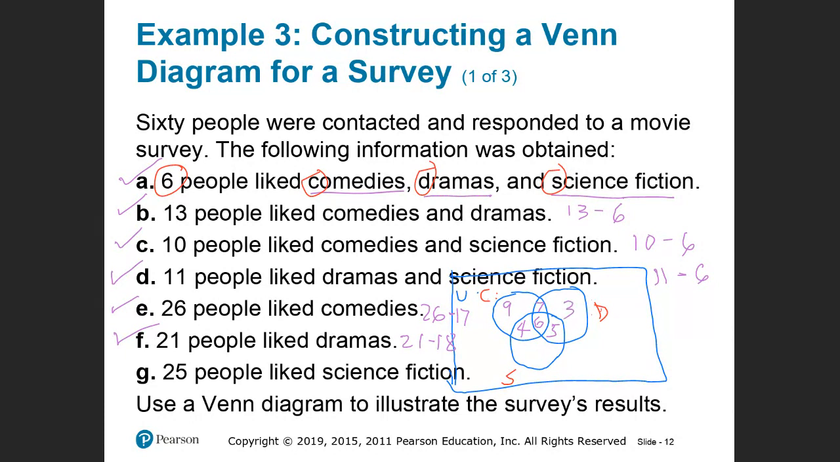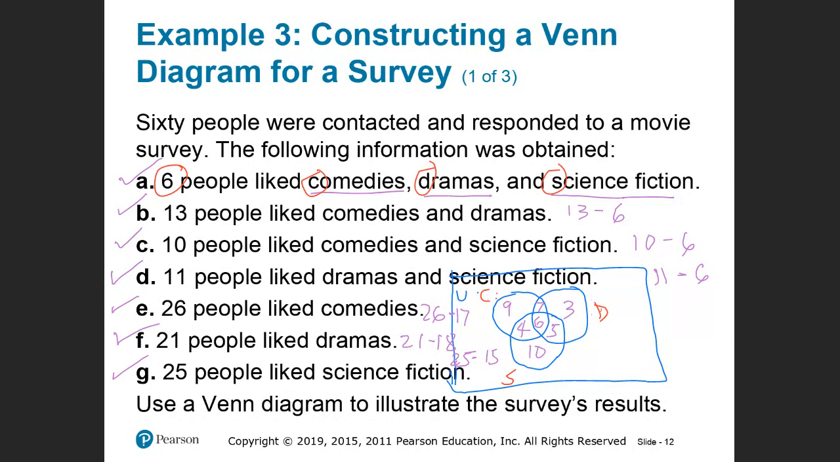And then letter G, 25 people like science fiction, so that's set S. You're looking at 25 minus the intersections within S, you will get 4 plus 6 plus 5. So that would be 15. 25 minus 15 for the part inside set S only. So 25 minus 15, that gives you 10.